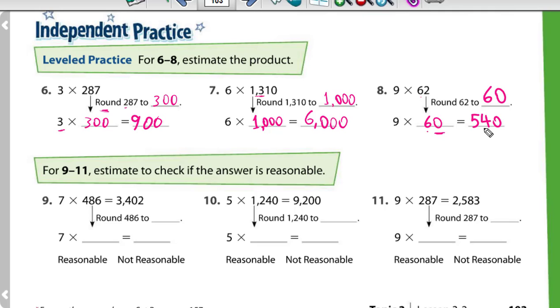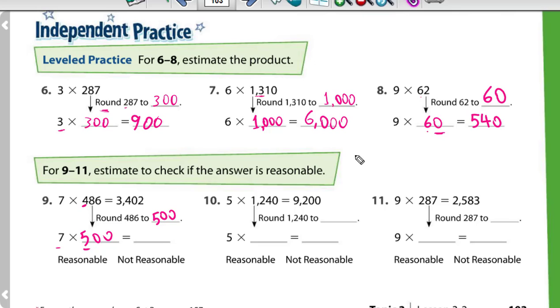Malik Tamer. Okay, Malik, question number 9. This time we will make an estimation, and after that, choose reasonable or not. Go ahead. It will be 400 or 500? 500 because the 6 is bigger. Wow, great.